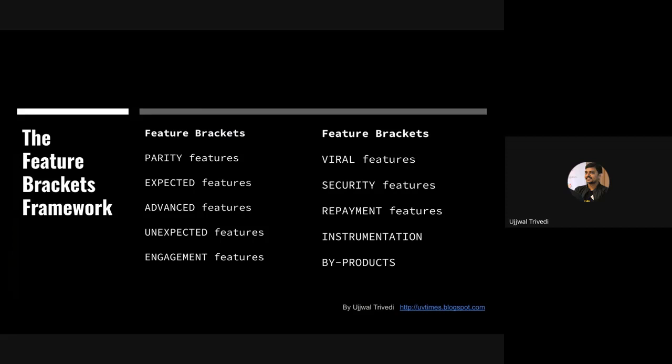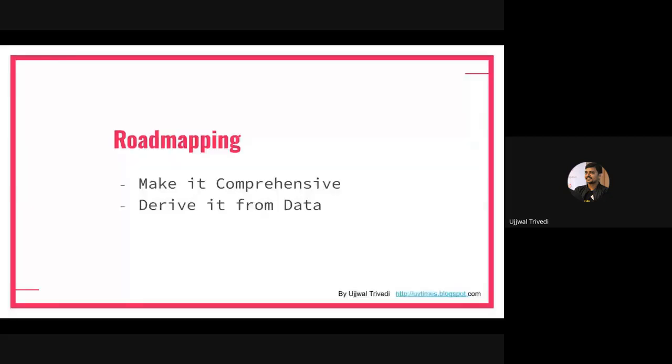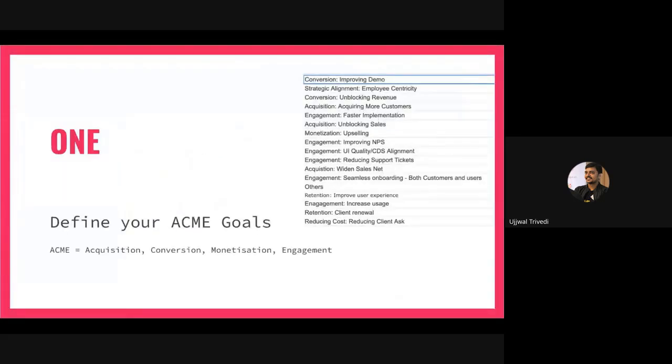So you have to start thinking in those terms, on those lines, that whenever you are building a certain product, or when you're building the roadmap, you have to ensure that all of these are also covered and you're not missing out on certain things. Then you will get the entire 360-degree coverage for your roadmap, right? So very quickly make it comprehensive, derive it from data step by step.